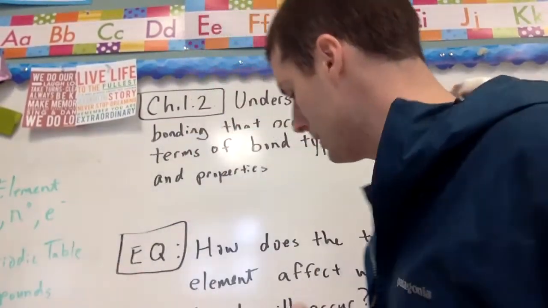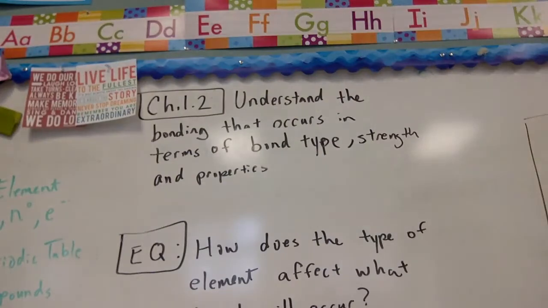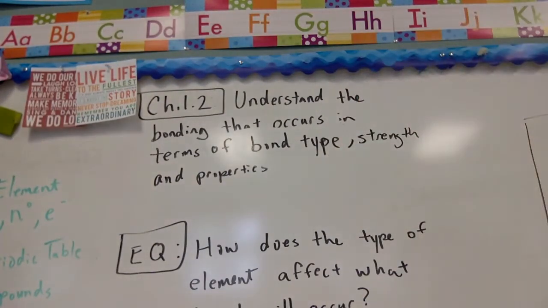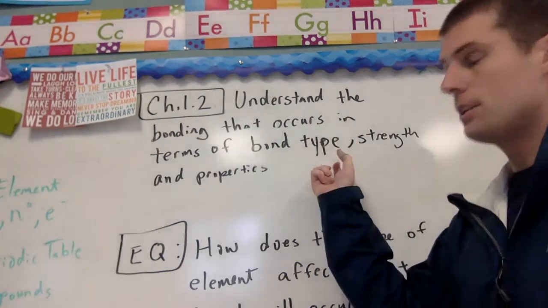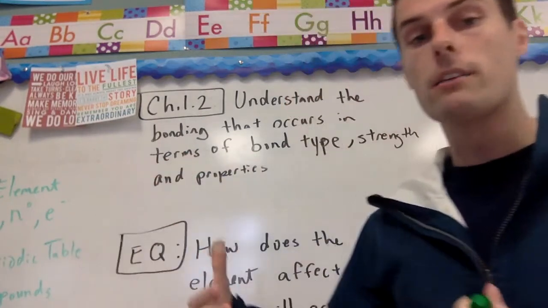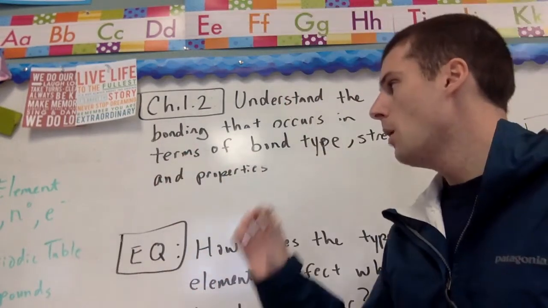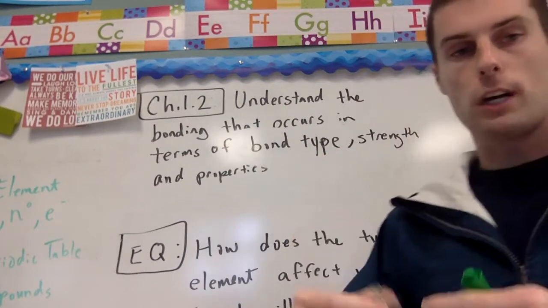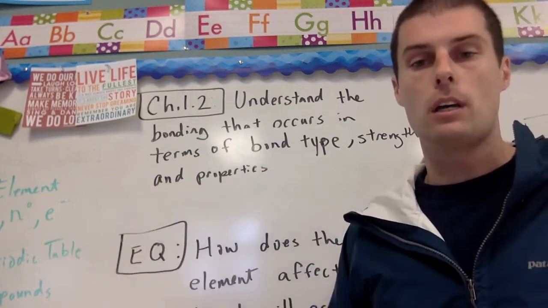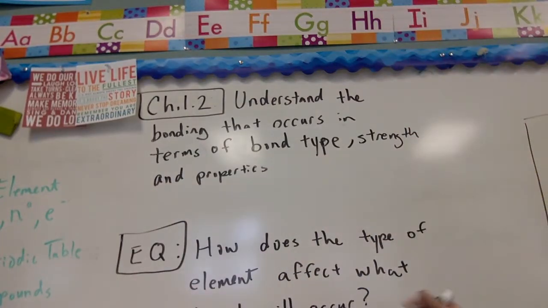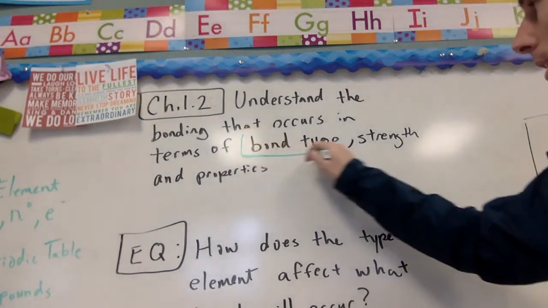So our standard today is chemistry 1.2. Understand the bonding that occurs in terms of bond type, strength, and properties. Now, this is a standard that's going to take us a couple of weeks to go through because there's a lot of good information in this one standard right here. But we're not going to go through it all today. Okay, I'm going to start off small, chunk it for you, and then we'll go into the other parts of the standard. What we're going to talk about today, though, are bond types.